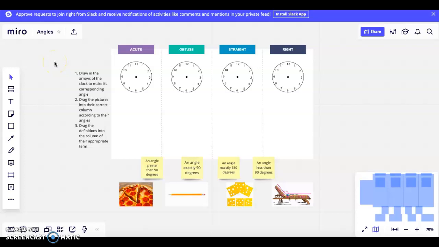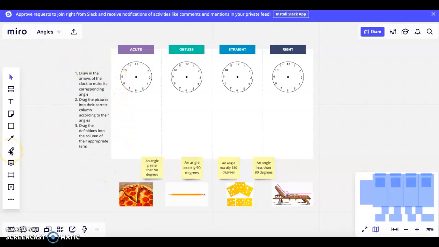Hello, this is my Miro about angles. You'll see here that I made 4 columns, each having a blank clock in them with different angle types like acute angles, obtuse angles, straight angles, and right angles. Over here you'll see the directions of what I want my students to follow.